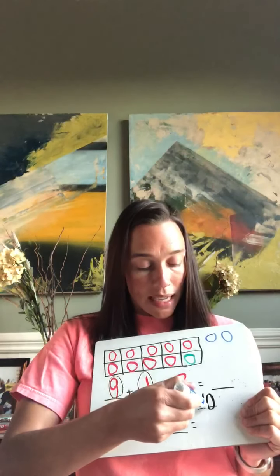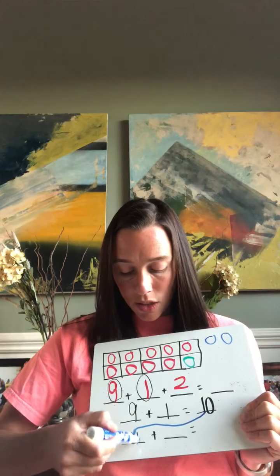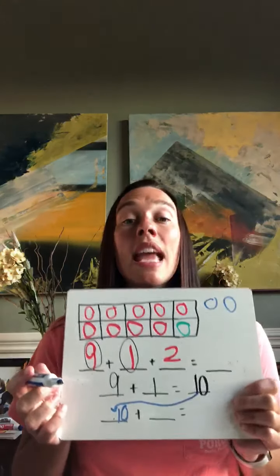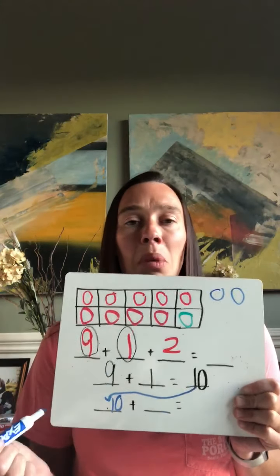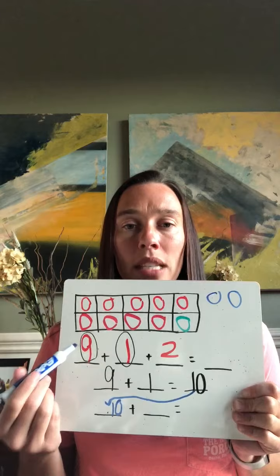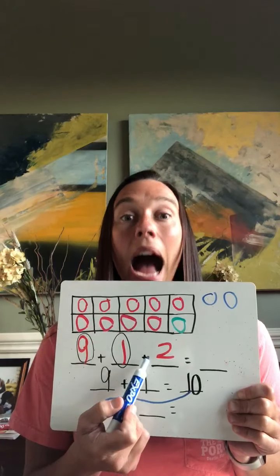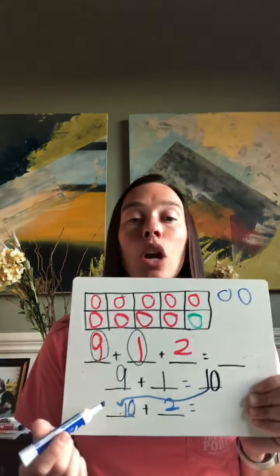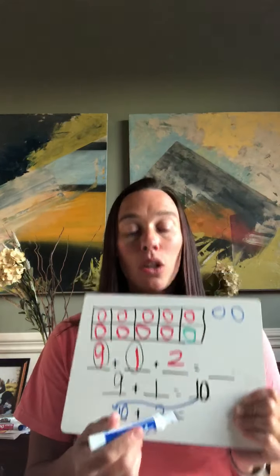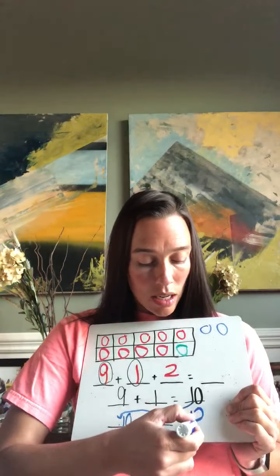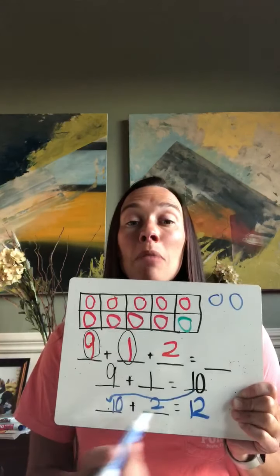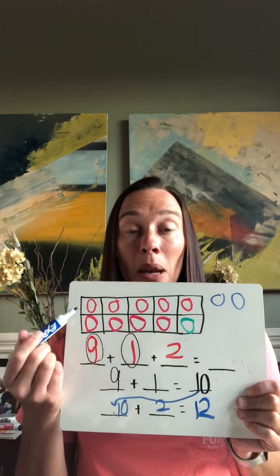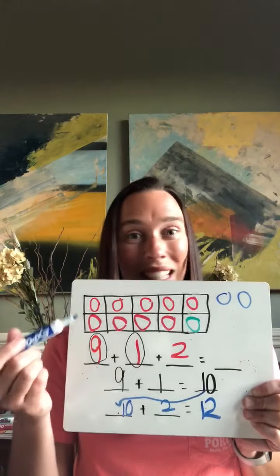Now I'm going to take my 10 on down. So there's my 10. Okay? Now I have 10. What's the other number that I haven't used yet? I've already used 9. I've already used 1. I need to use 2. Very good. All right. So 10 plus 2 equals 12. So did we come up with the same answer down here that we did up here with our 10 frame? Yes, we did. Excellent job.